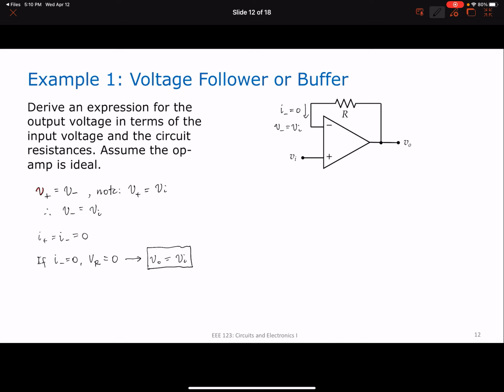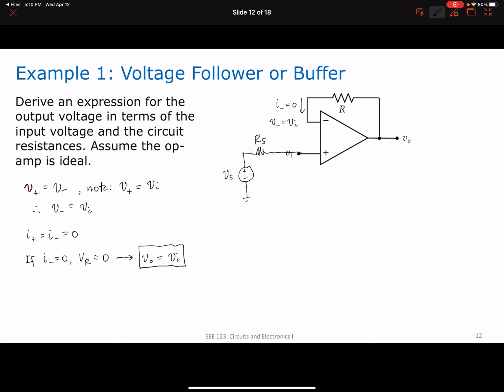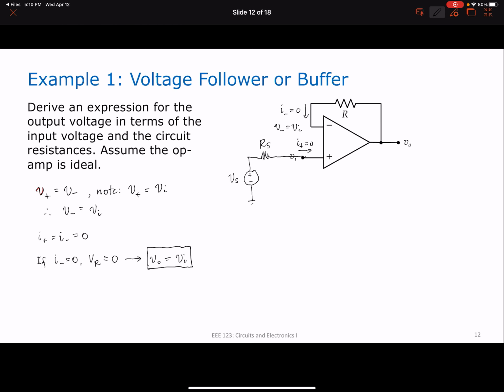Okay, so you're saying, what is the usefulness of this circuit if my output is equal to my input? Well, the usefulness is this. If I have a source connected here, let's say this is my source, and I have a source resistance here. Remember that I plus is equal to 0. I plus is equal to 0.